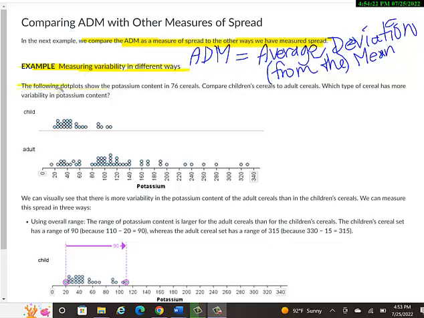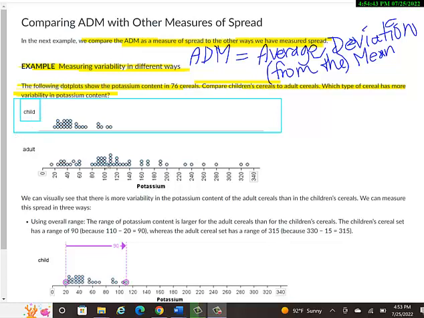The following dot plots show the potassium content in 76 cereals. We'll compare children's cereal to adult cereal. Which type of cereal has more variability in the potassium content? Okay, so just by looking at it really quickly, I see that the top dot plot is the child cereal, and the bottom is the adult cereal. It looks like, on first glance, that the adult cereal has a lot more spread.